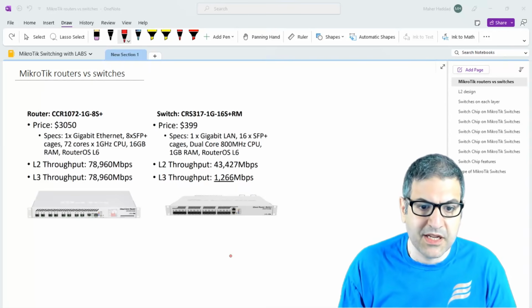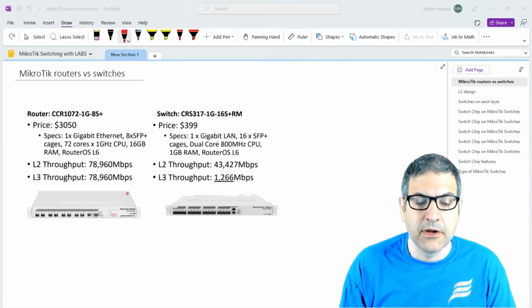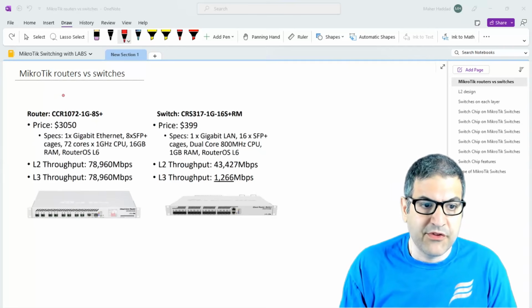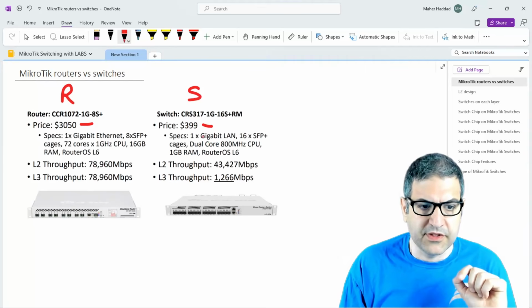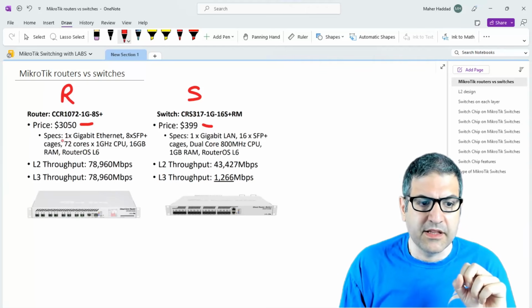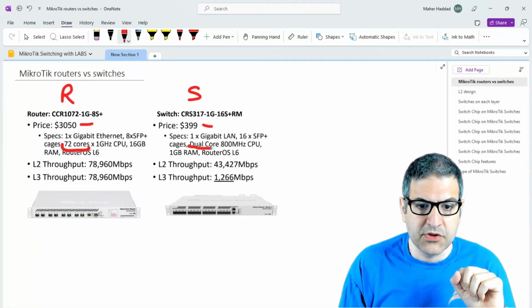For this reason, I put this comparison over here to show you. We have here the router, and here the switch. This is a CCR 1072 router, and this one is a CRS 317 switch. First of all, you see the price is totally different. This one is really 3K you pay, and this one is almost $400 US. Now, look at the difference. The router has 72 core CPUs, while this one has a dual core CPU. This is one of the differences.